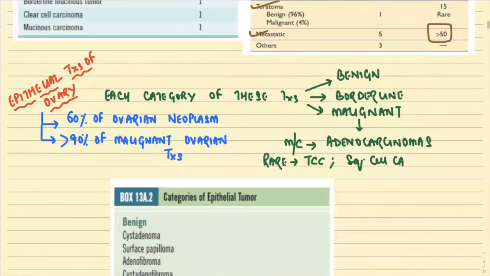Now we start with the first important type, the epithelial tumors of the ovary. Today, if time permits, we are going to cover the serous tumors and the mucinous tumors of the ovary, the two most important and most common epithelial tumors of the ovary.